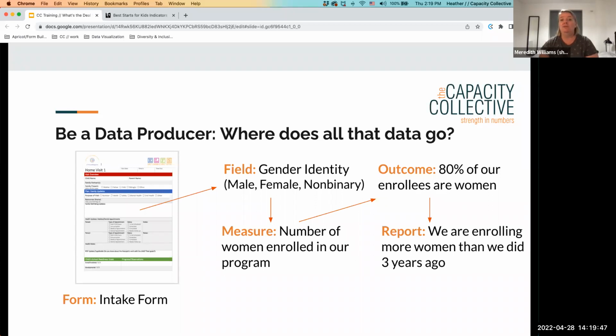So it could be we're enrolling more women than we did 3 years ago, but it could be we're enrolling more men than we did 3 years ago. Maybe we need to do more services for fathers and not always focus on mothers, right? So it really helps you, that one field can give you all of this really powerful data.